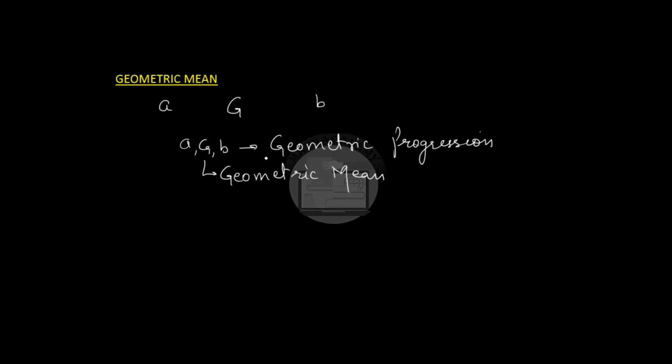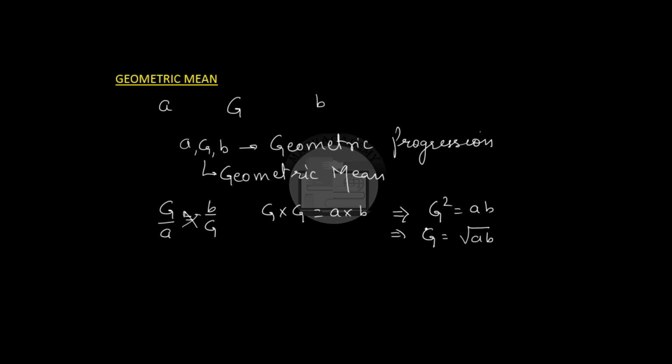Now we know that in a geometric progression, the ratio between consecutive terms is the same. There is a common ratio. So the ratio between the first two terms is g over a, and between the second and third term is b over g. If we cross multiply, we get g times g is equal to a times b. This implies g square is equal to ab, or g is equal to square root of ab. And this g, square root of ab, is nothing but the geometric mean. So the geometric mean of any two numbers is given by the square root of the product of the two numbers.